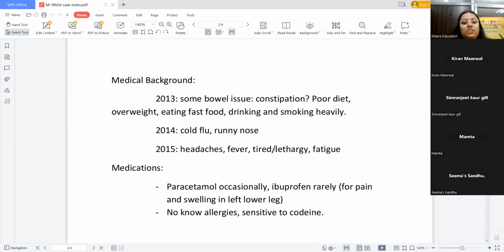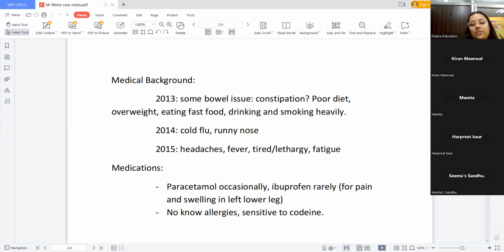In 2014, the patient had cold, flu, and runny nose. And in 2015, he had headaches, fever, he was tired, he had lethargy, and he was fatigued. Lethargy? What's that? Tiredness. Lethargy is a mixture of laziness. Lazy. Lethargy is what you always have in this class, the laziness to respond to your teacher. But let's say if you've worked very hard and then you fail to answer, that is tiredness, that is fatigue. But your laziness because of having heavy lunch and not responding is what is lethargy. So a patient had all of that in 2015.